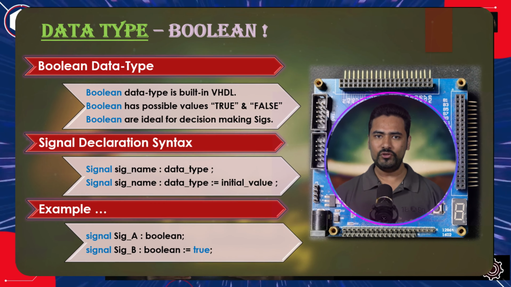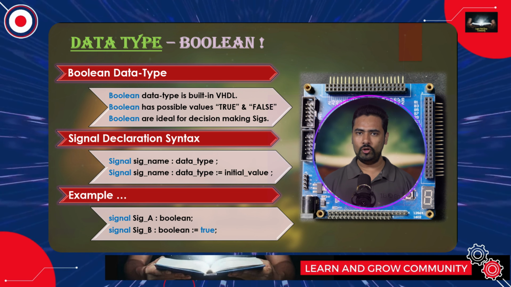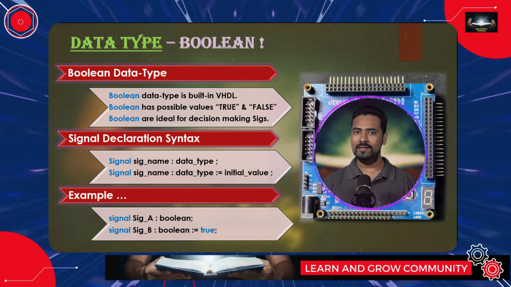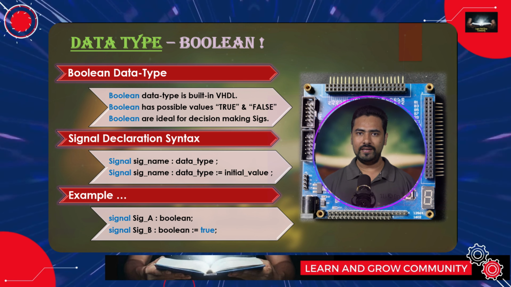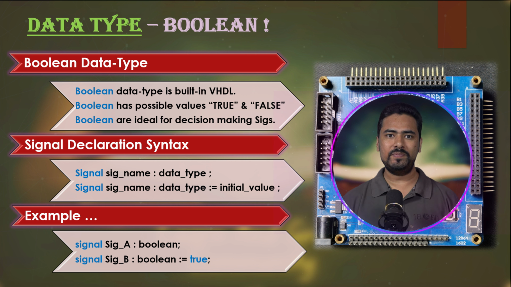Hi, in the last few sessions, we talked about the std_logic data type, signed and unsigned data types, and also the integer data type in VHDL. Now, in this session, we are continuing with more supported data types by VHDL. We will start from the Boolean data type.